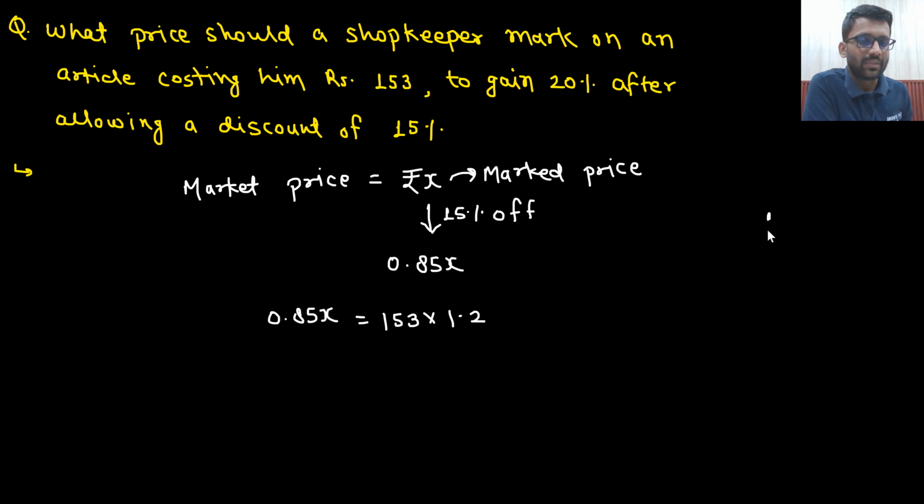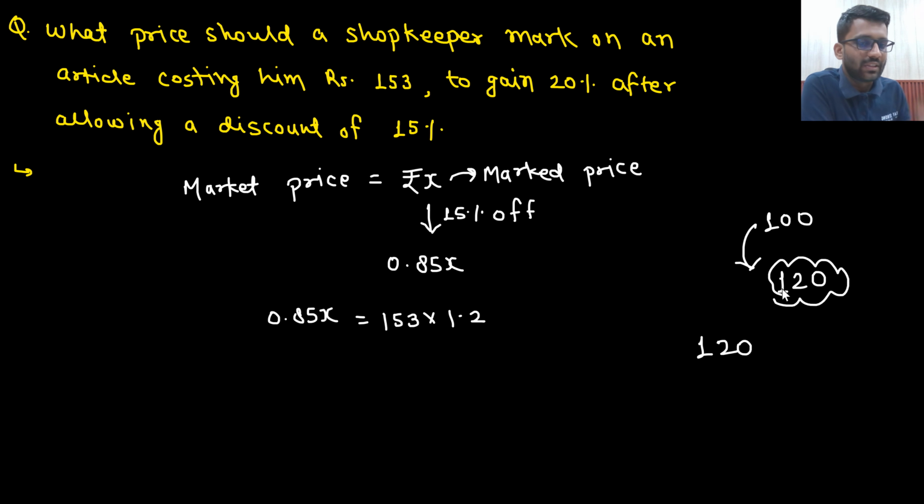Let's just say I bought something in 100 rupees and I am getting 20% of profit here. So that means I am selling it in 120 rupees. Now in the market I have to sell it and I have to show the discount as well. So if I sell it in 120 rupees only, I need a discount of 20%. That means I need to get 120 rupees out of it.